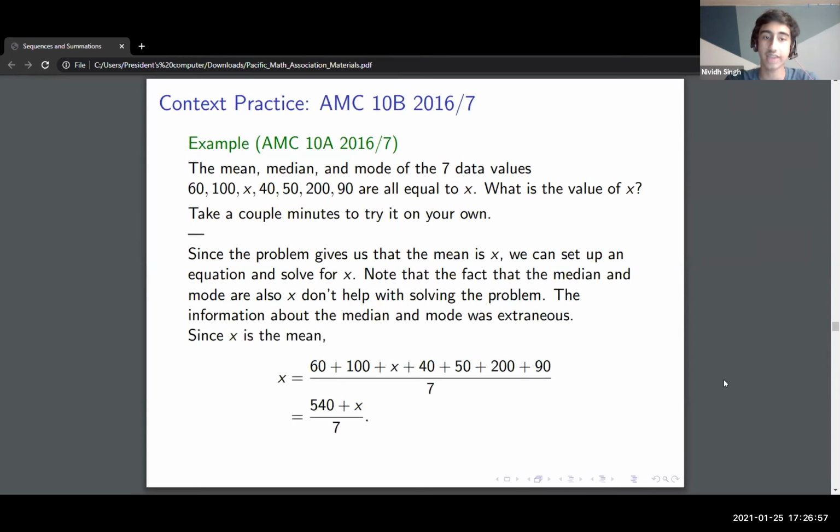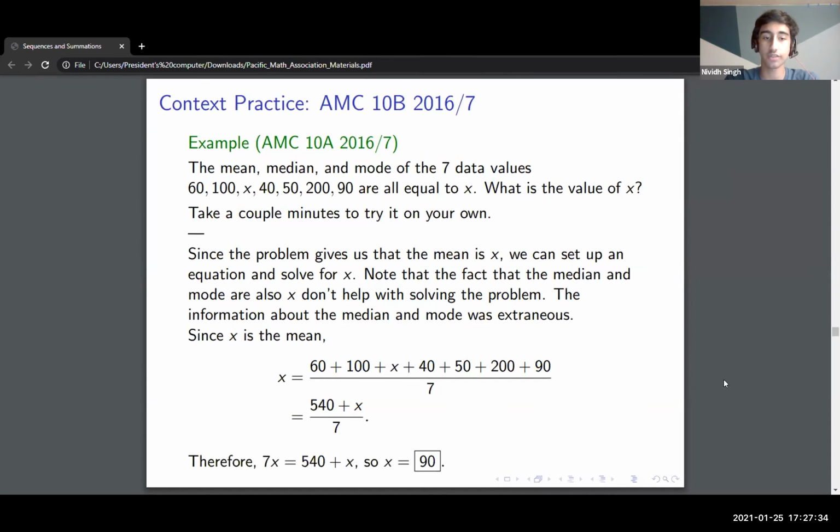So since x is equal to the mean, we have x equals, and then here is our formula for the mean. The mean is the sum of all the numbers divided by the number of numbers. So the sum of all the numbers is 60 plus 100 plus x plus 40 plus 50 plus 200 plus 90, all over 7 because there are 7 data values. Combining the terms, we have x equals 540 plus x, all over 7.